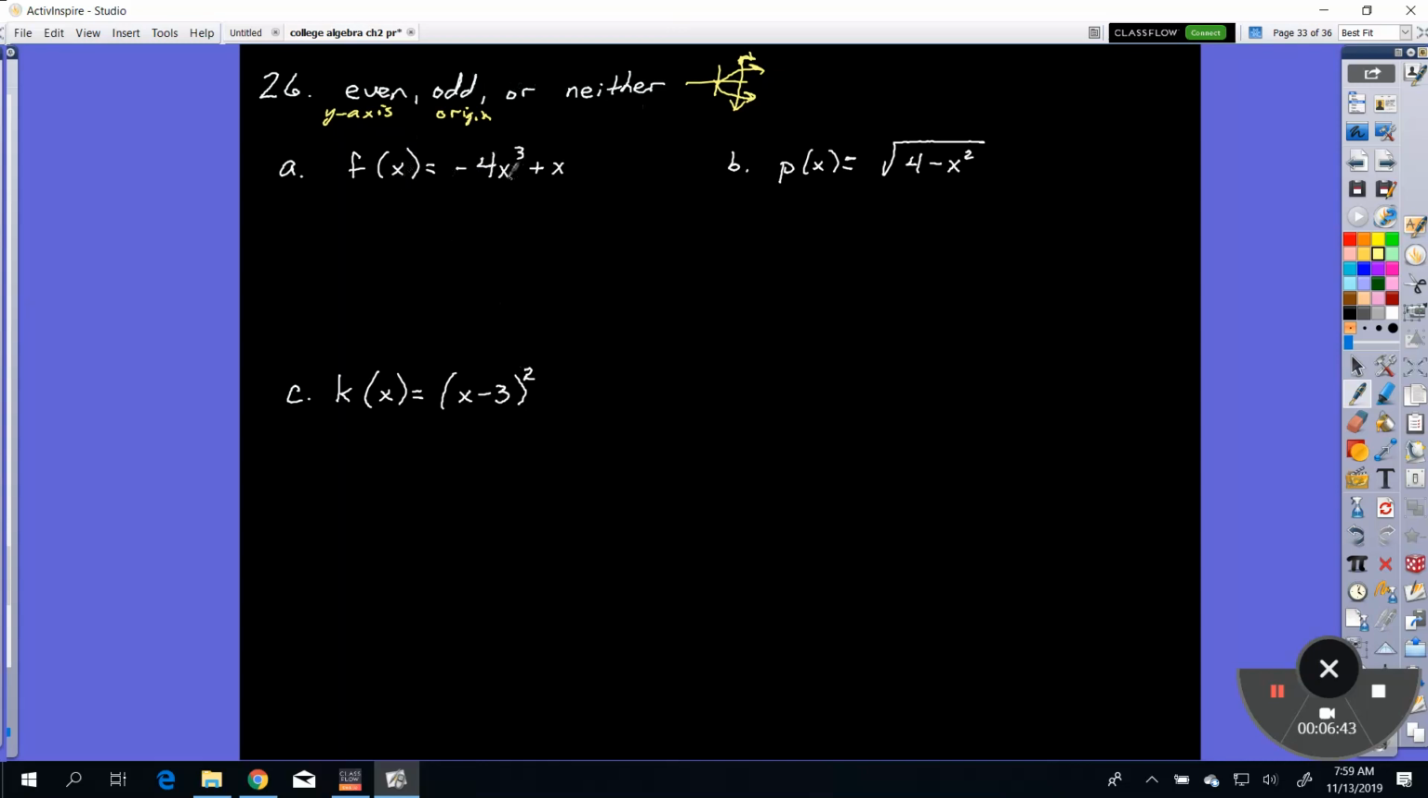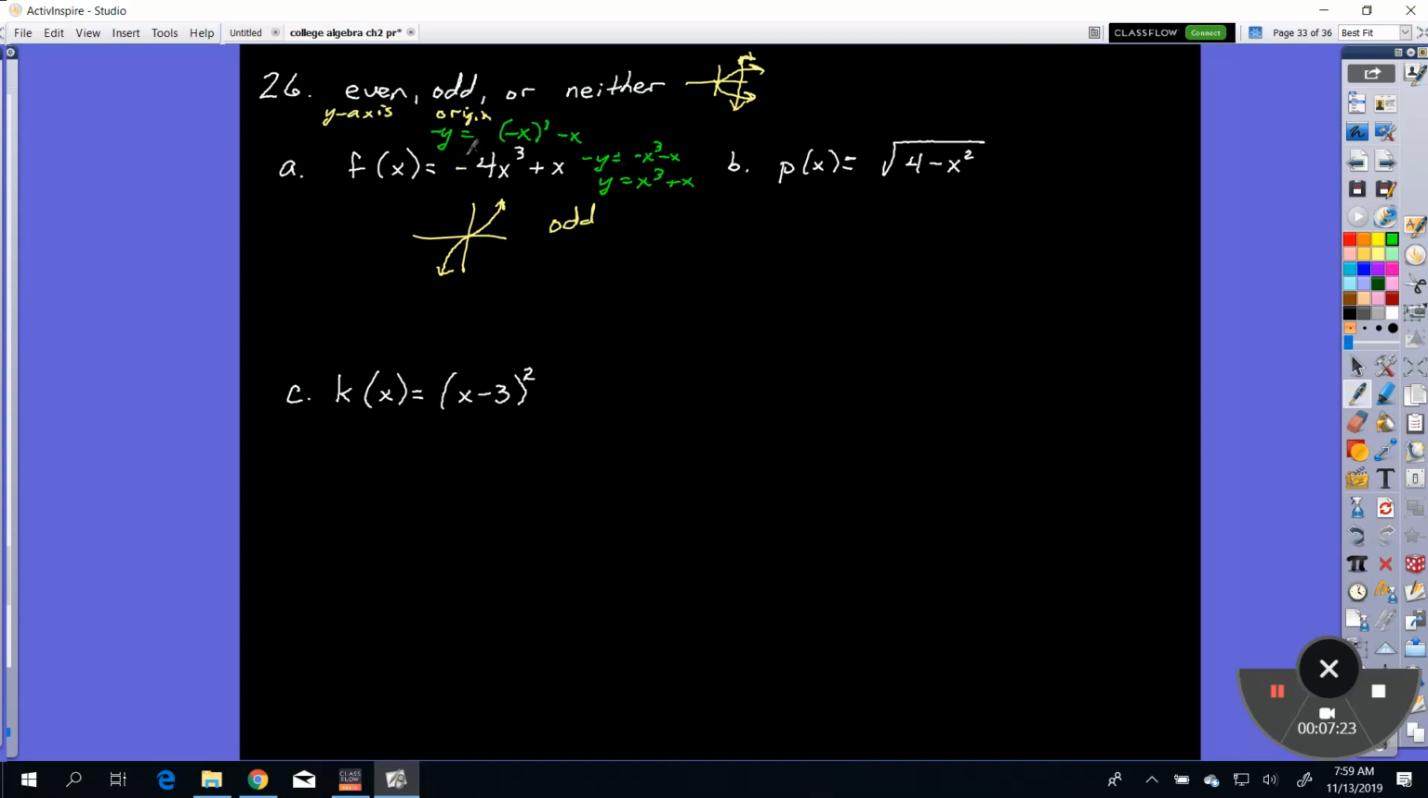So now looking at part A, again, the easiest way is to graph this. So if I graph this, it looks like this, which is origin symmetry, which means it's odd. Again, checking for it algebraically, if I replace this x with negative x, and replace this x with negative x, and replace my y over here with negative y, I would have negative y equals negative x cubed minus x. If I multiply this by a negative, I get positive y equals positive x cubed plus x.